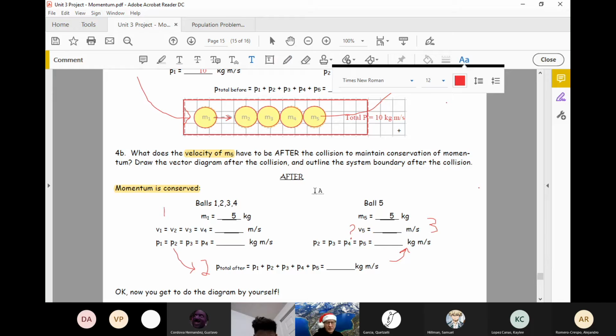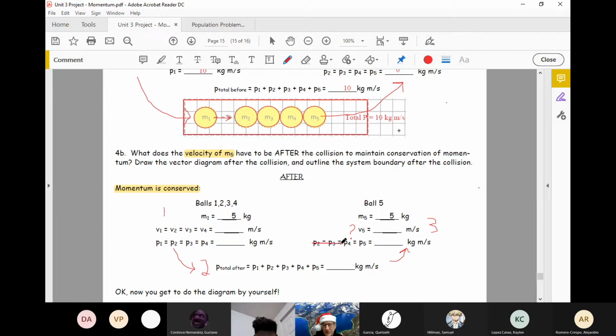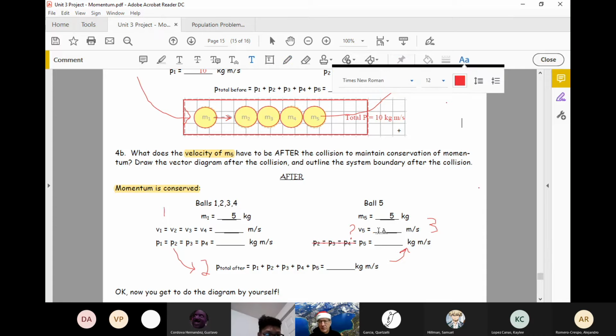Okay, so this is what I would like you to do. First of all, there is another mistake over here. They should not have included P2, 3, and 4 right there. So scratch those out. Ball 5 is only by itself over here. 2, 3, and 4, we found their momentum already over here. So that was a mistake to write those again.